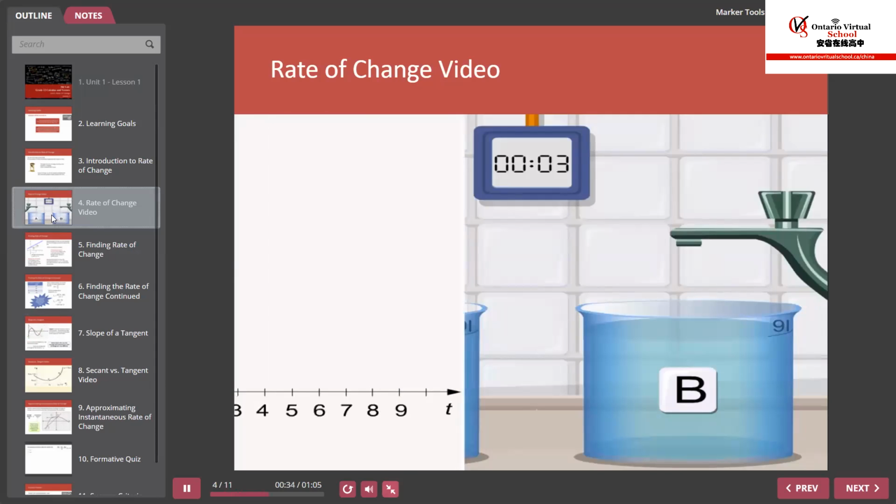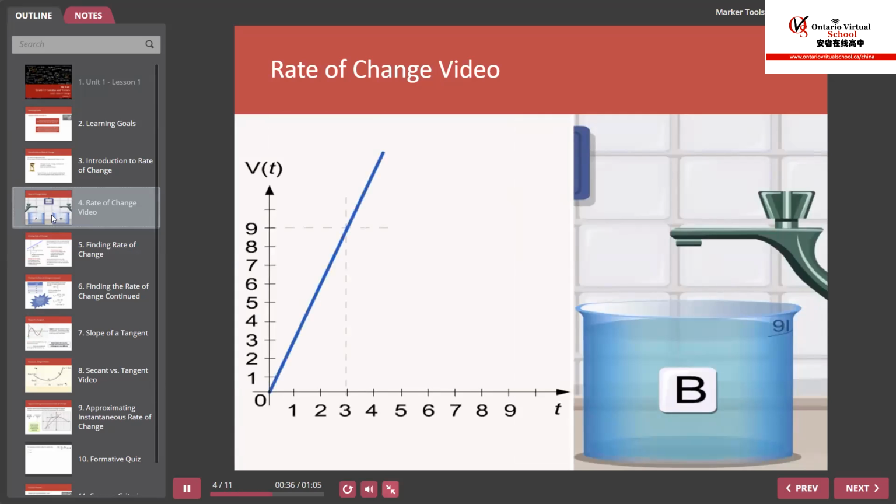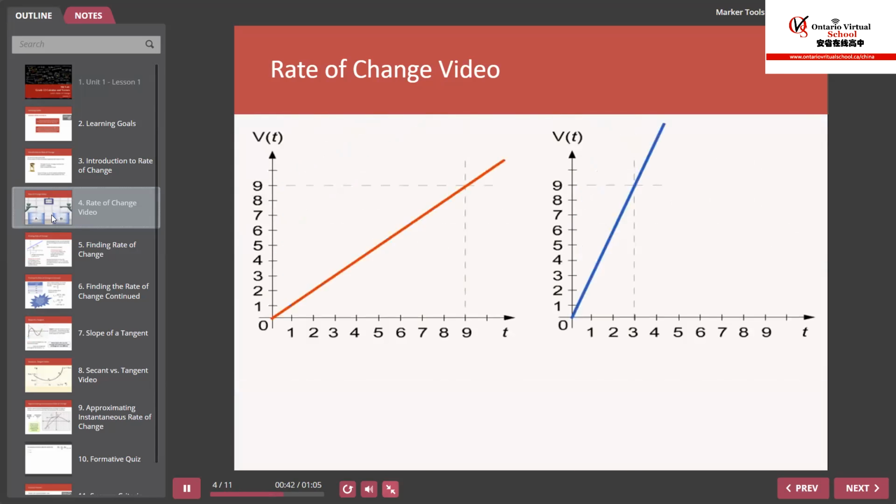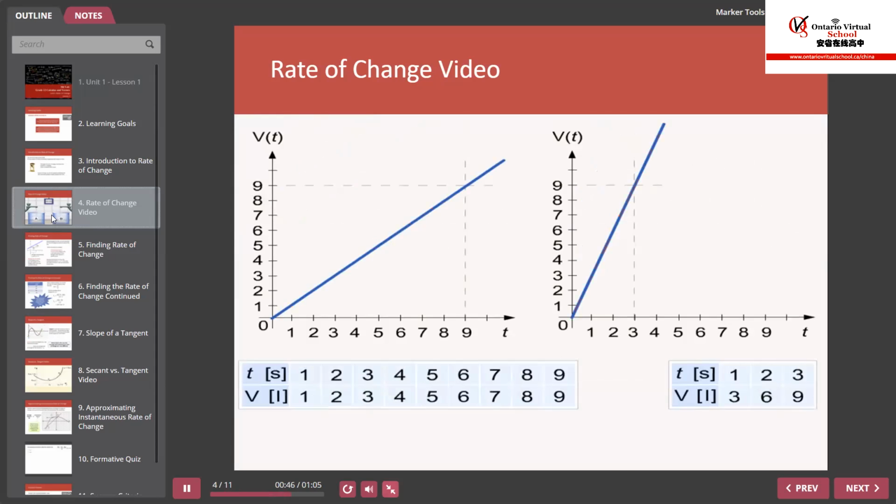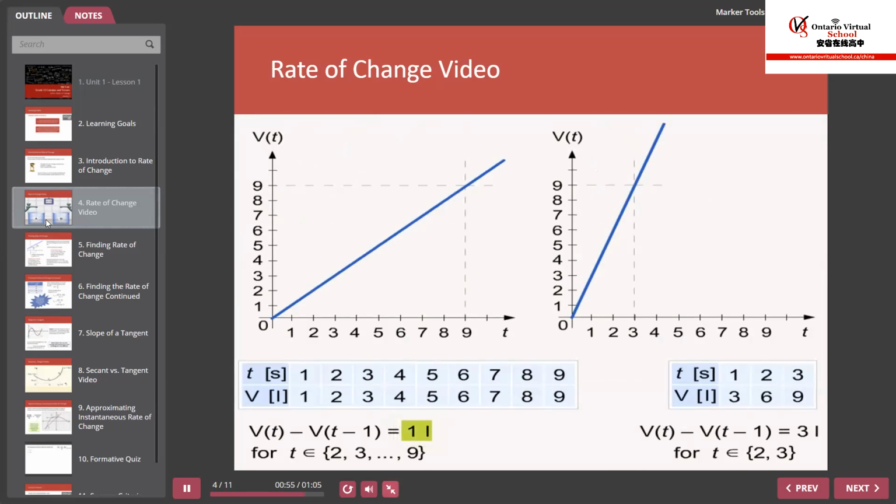Notice that the graph V of t is also linear, but the slope of the x-axis is different. In both containers, the quantity of water increased at a constant rate, but in container B, the rate of change was higher. From the table, we read out that the rate of change in the container A is 1 liter per second, and in the container B, the rate is 3 liters per second.